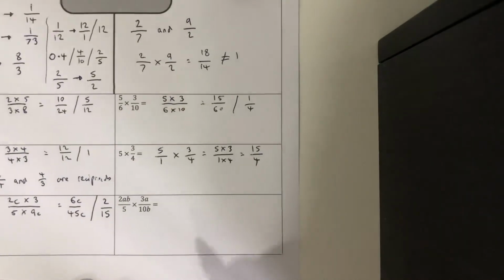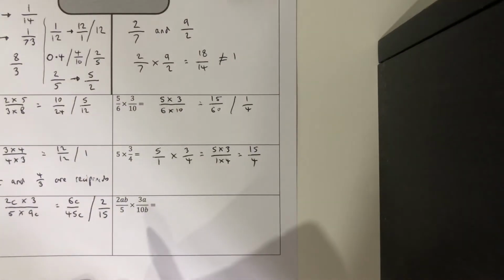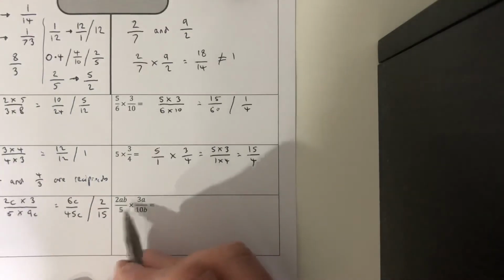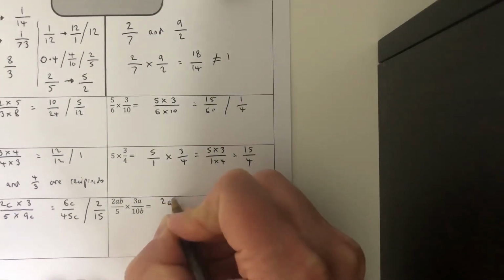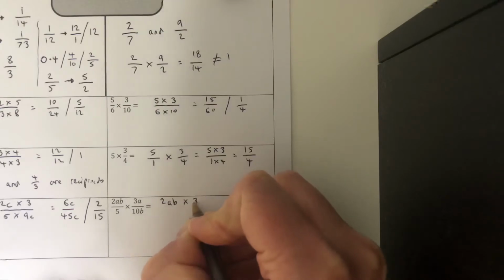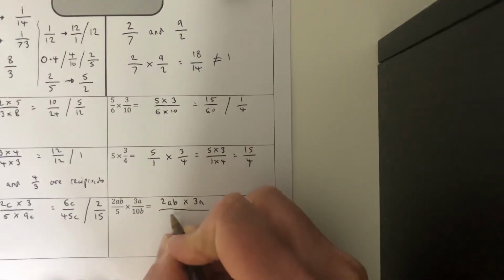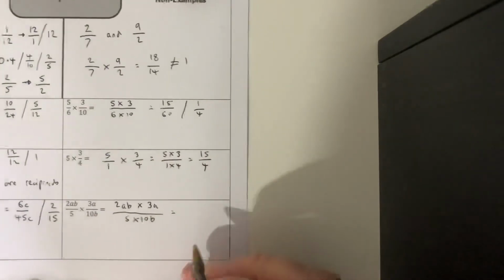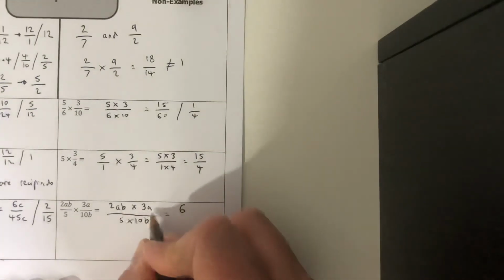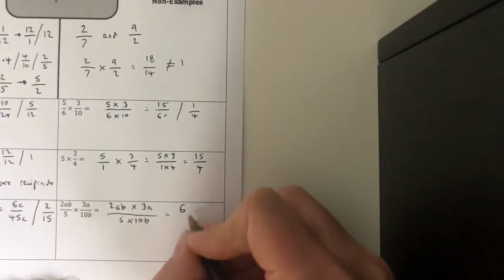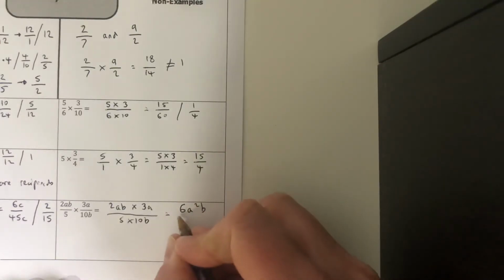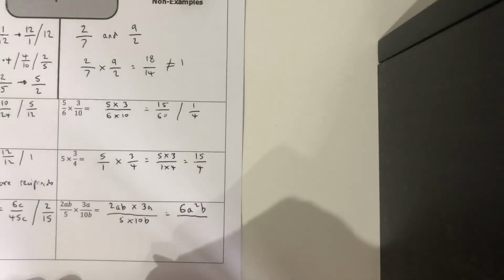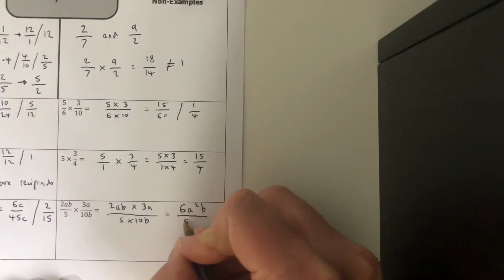We'll have a look at this one now. 2ab times 3a in this case here. So again, just the same top and bottom. So 2ab times 3a and 5 times 10b on the bottom. What does that give us? Well, 2 times 3 is 6. A times a is a squared, and you've got the b, so a squared b. And then here on the bottom, 5 times 10 is 50, and so 50b on the bottom.